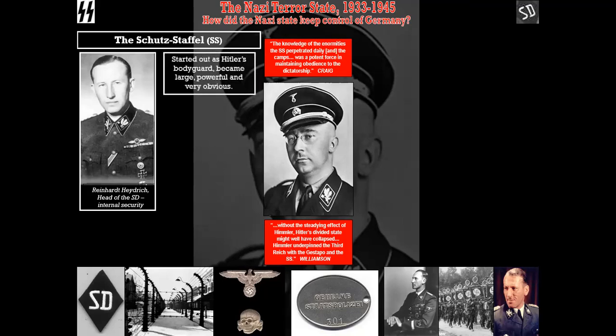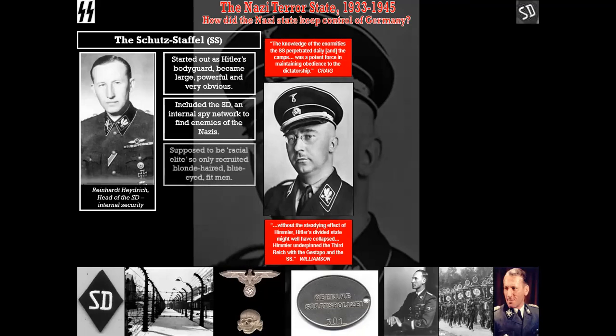It started out as Hitler's bodyguard of 200 men. You might remember that from Nazi organizations, when we were talking about how the Nazis organized to use a crisis. It became large, powerful, and very obvious. It included the SD, an internal spy network to find enemies of the Nazis. It was supposed to be the racial elite, so they only included the blonde-haired, blue-eyed fit men. And by fit, I mean physically fit.